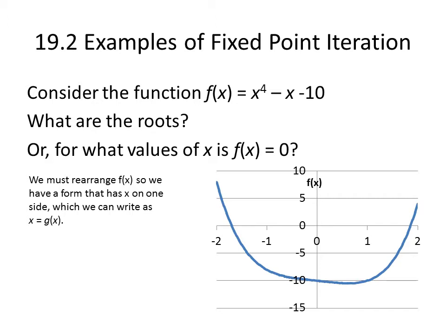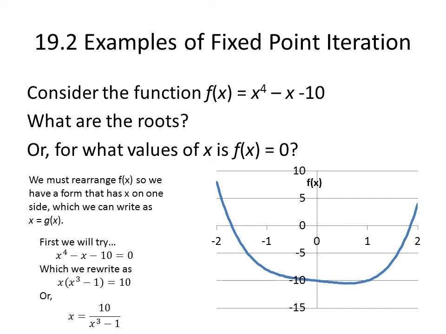To do that with the method known as fixed point iteration, we need to rearrange the function f of x so that it has some form that has x to the left, and then we have g of x to the right. So we just rearrange the f of x equals 0 expression of the function and create another form. Let me show you an example or two.